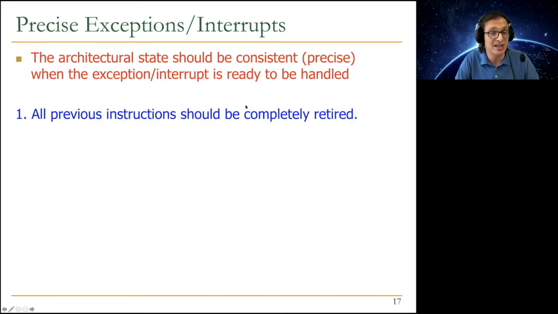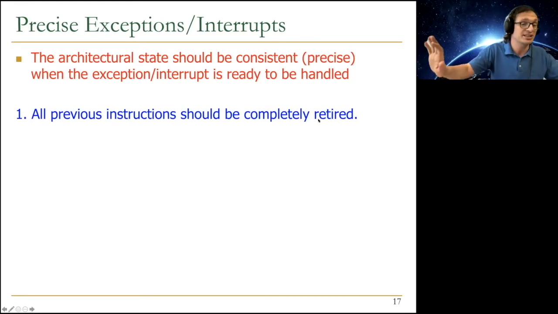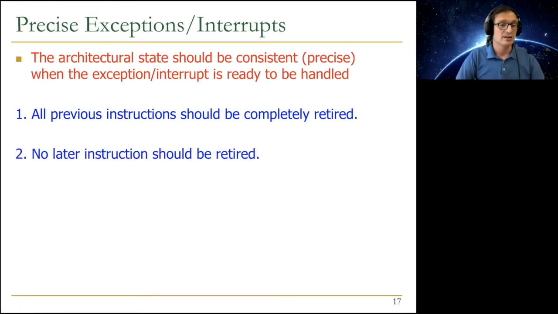Basically, what does this mean? All previous instructions should be completely retired, finished. They've updated the architectural state. But no later instruction should be retired, meaning they should not have touched the architectural state, registers, or memory at all. And from the perspective of the programmer, this is really important, because now you can pinpoint the fact that this is the point where my program stopped, for whatever reason. It could be an exception or interrupt.